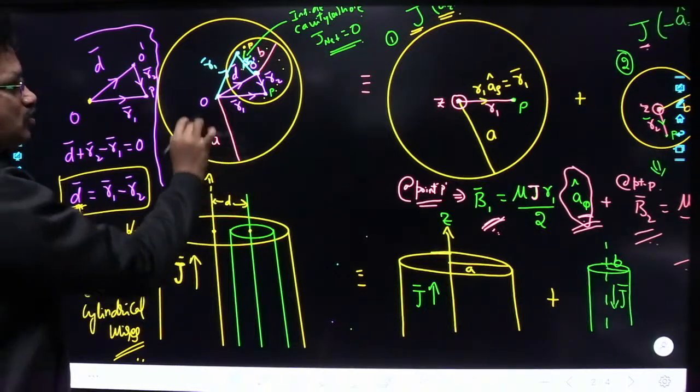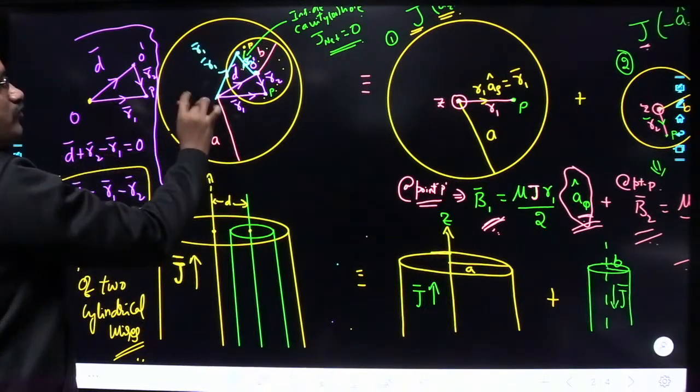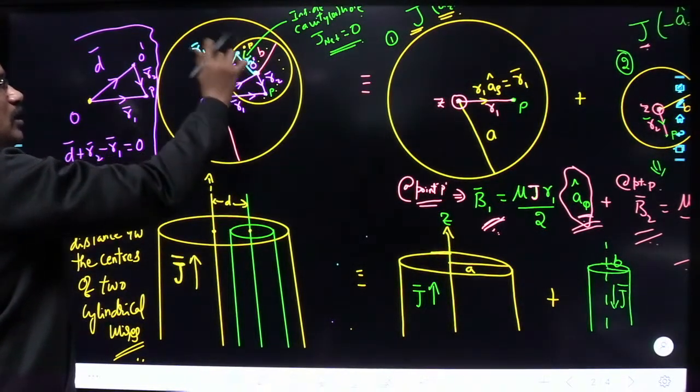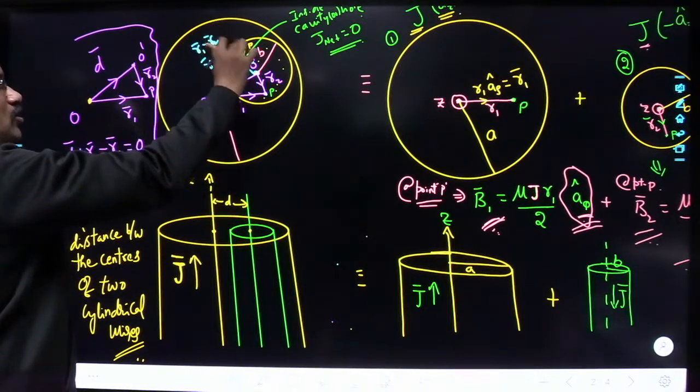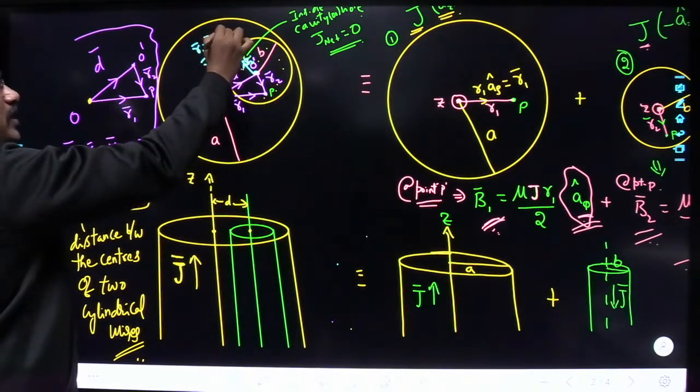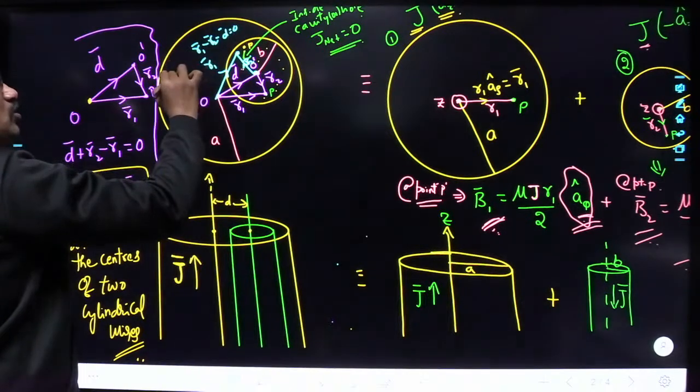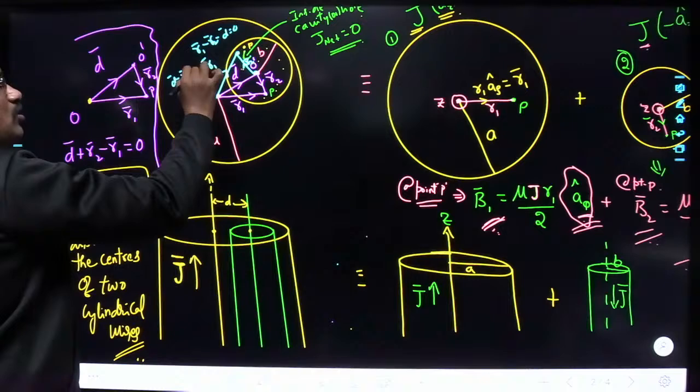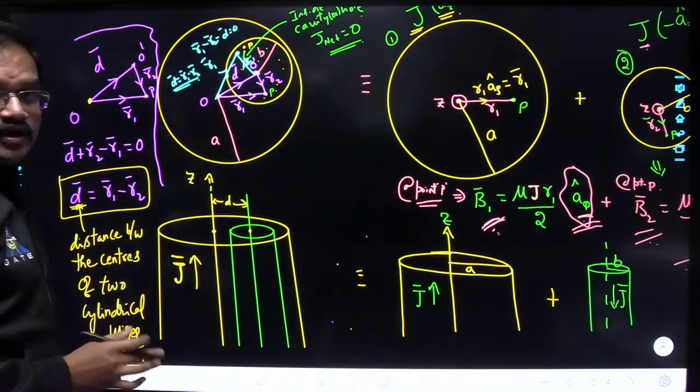Is equal to 0. So R1 bar. So move from here to here, R1 bar minus R2 bar, and here you are going to get minus d bar is equal to 0. So that is d bar is equal to R1 bar minus R2 bar. The same result you are getting.